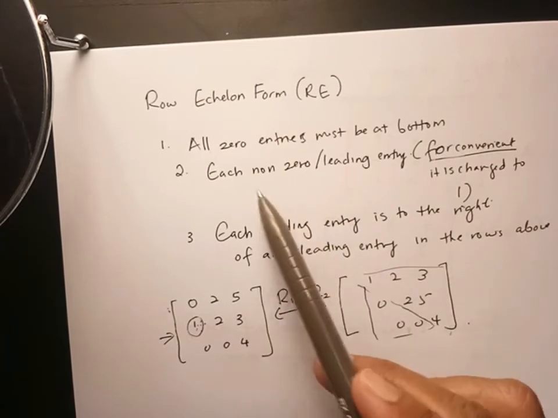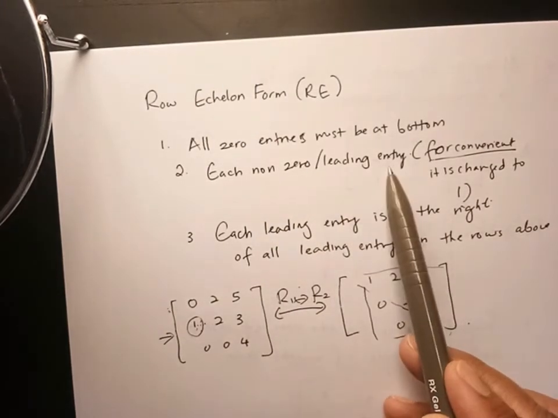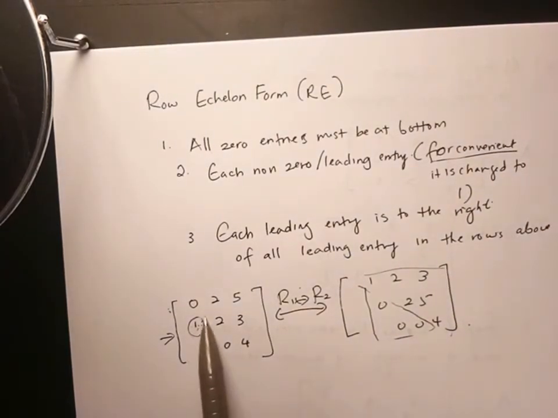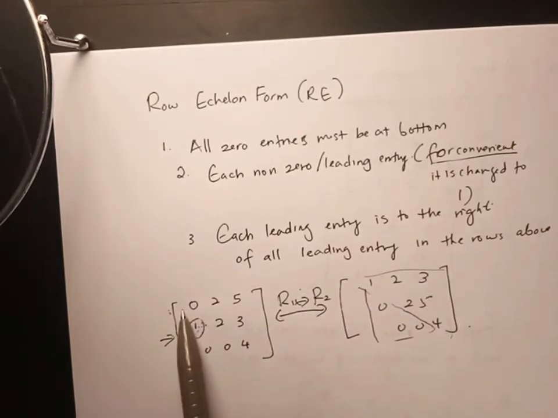Each non-zero entry is called a leading entry. For convenience, it is changed to 1. For this one, this is the leading entry. Since the leading entry here is 0, we must change it. We must put the leading entry first.